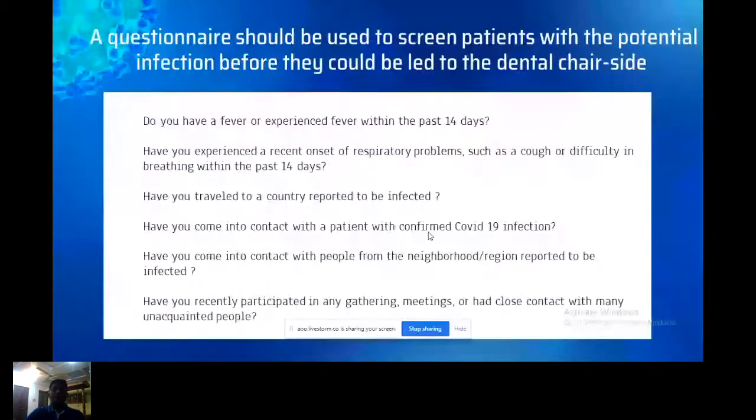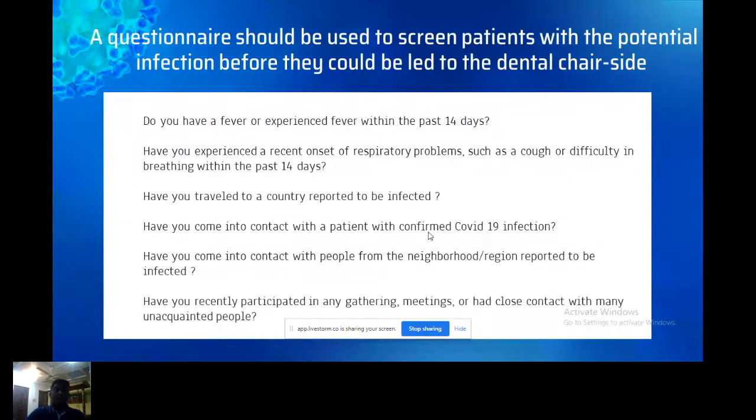Now a questionnaire should be used to screen the patient with potential infection before they are led to a dental chair. And what is the questionnaire? Send this questionnaire on WhatsApp to your patient before you give an appointment. Very important things we should ask in this questionnaire: Do you have fever or have you experienced fever within the past 14 days? Have you experienced a recent onset of respiratory problems like cough or difficulty in breathing in the last 14 days? Have you traveled to any other country or any red zone area where the infection is spreading? Have you come in contact with a patient with confirmed COVID-19 infection?